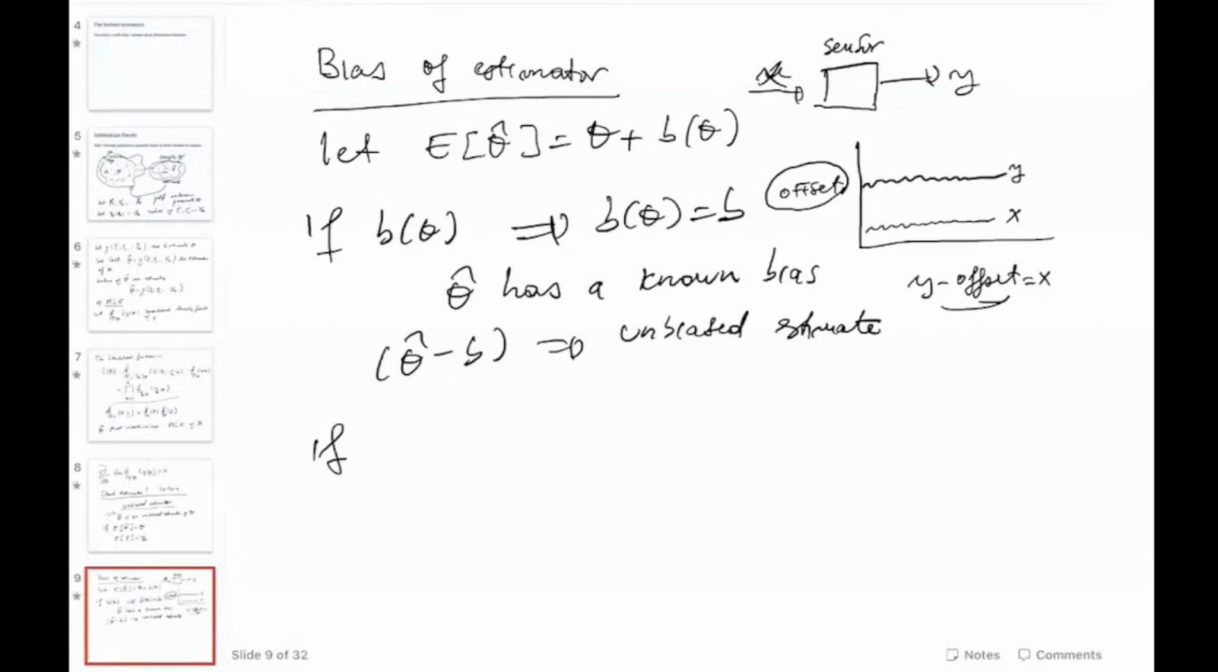The same way, if the bias depends on theta, that we speak about an unknown bias.